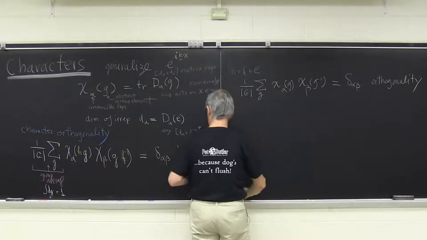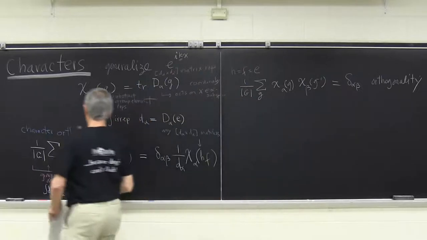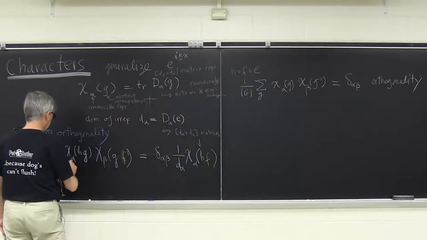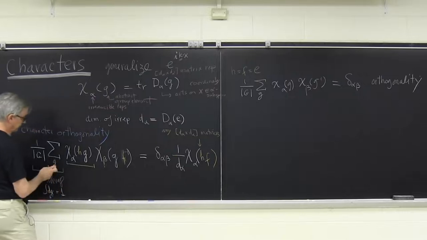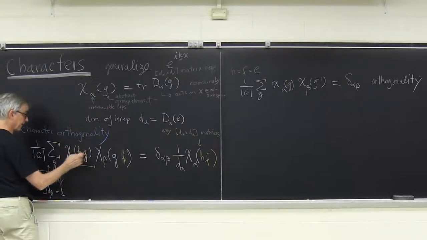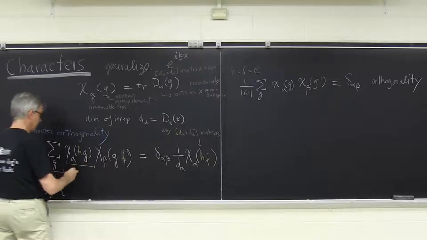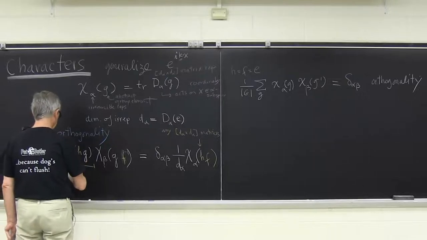And you think of this object here. See, I'm summing over a discrete set of indices. So you think of this as a vector labeled by G. So this is a G-dimensional vector.